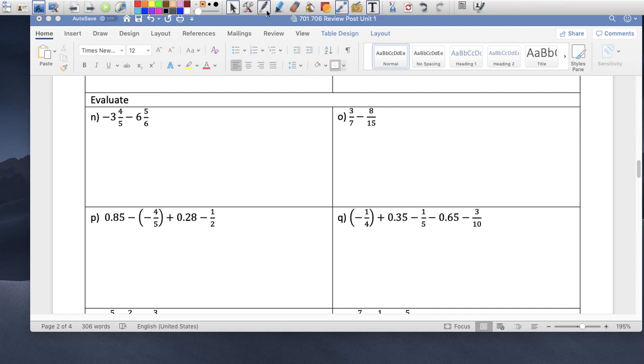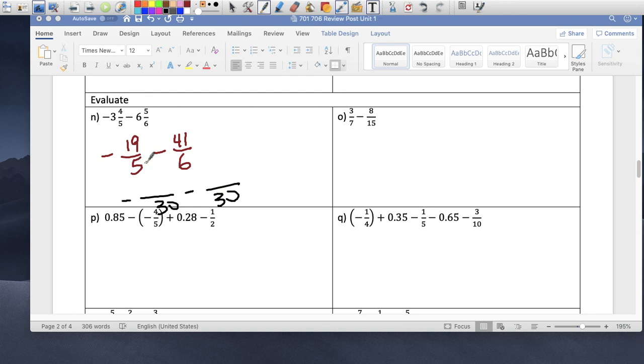I'm going to evaluate this, so we need to find a common denominator. Let's change that to a mixed number. So it's going to be 3 times 5, 15, 19 over 5, negative, minus 36 plus 5 is 41, 41 over 6, negative, right? So we're going to do that. What's the common denominator here? The common denominator is going to be 30, so I'm going to change this to 30.